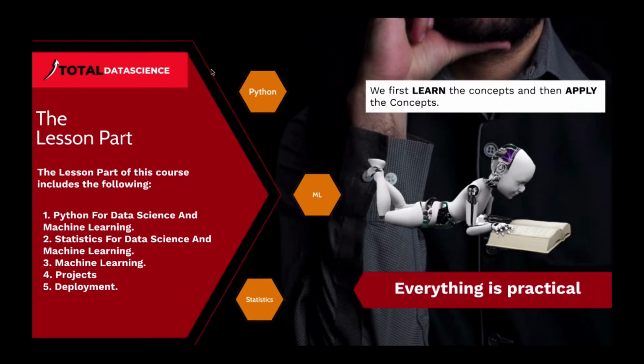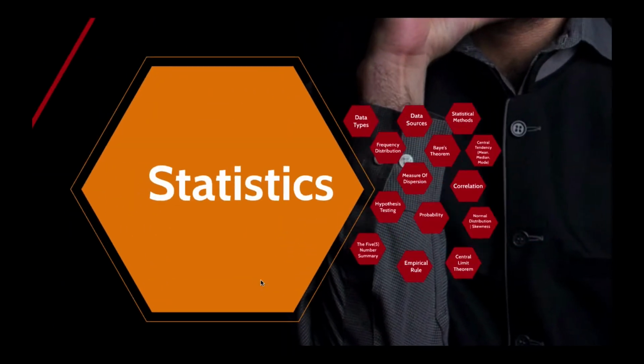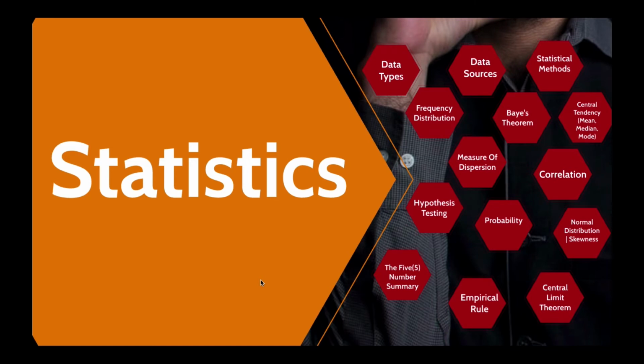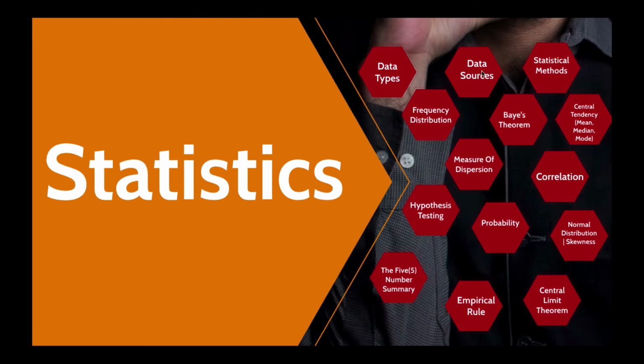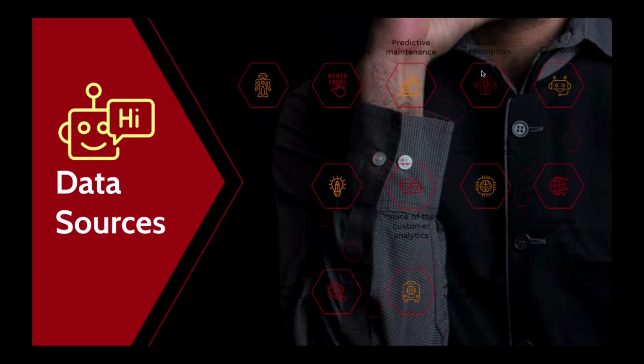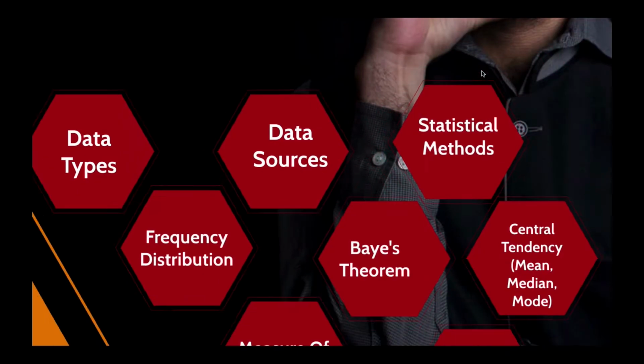Okay, if we pick, say, statistics for data science and machine learning, there are quite a lot of concepts that we're also going to consider, such as the various data sources, statistical methods, Bayes theorem, measure of dispersion, correlation, probability, hypothesis testing, empirical rules, central limit theorem. I mean, quite a lot of concepts that we're going to see. Okay, and each of these has its own subtopics that we're going to see over here.